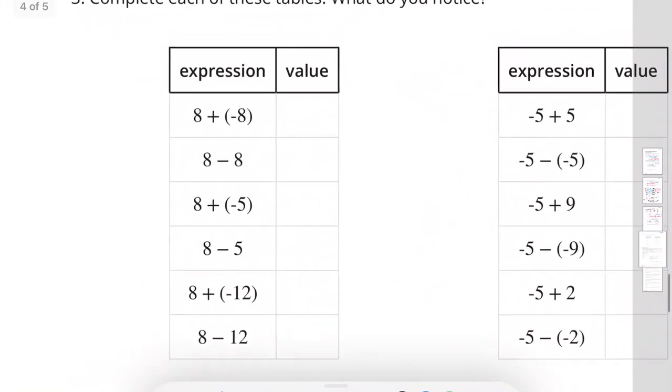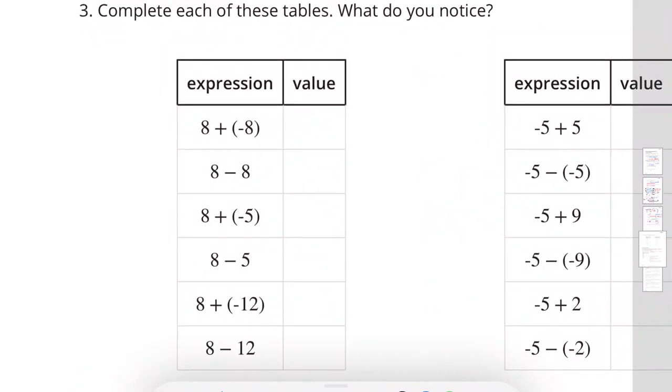Okay, I want you to complete each of these tables. So 8 plus -8, since that's adding opposites, we know that my answer is 0. 8 minus 8, so if you have 8 items and someone takes 8 away, you're left with 0. 8 plus -5. So if I'm on a number line at +8 and I move 5 units to the left, I would end up at +3. 8 minus 5, again, +3.